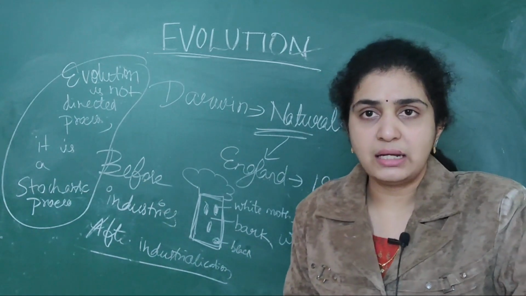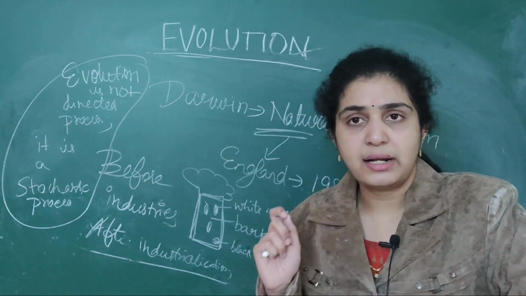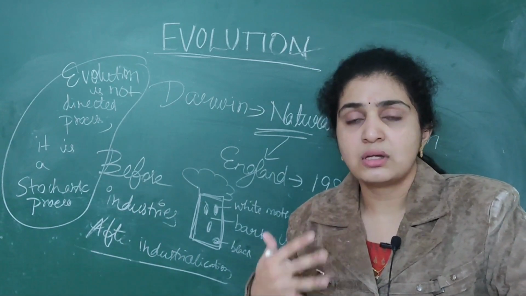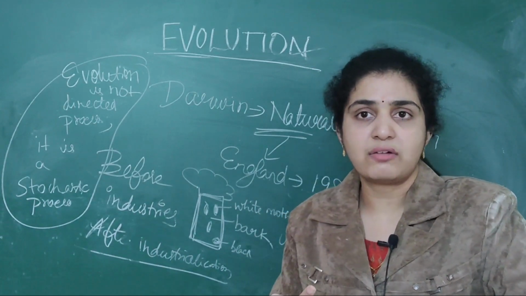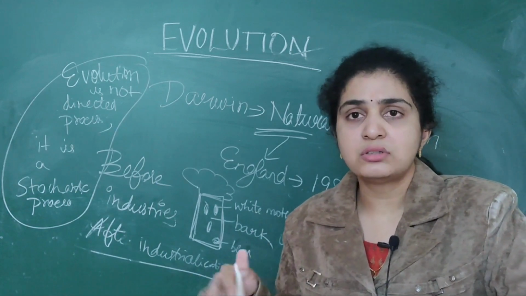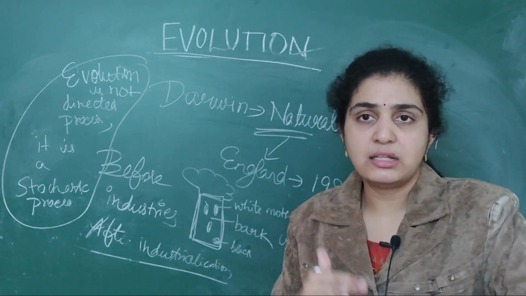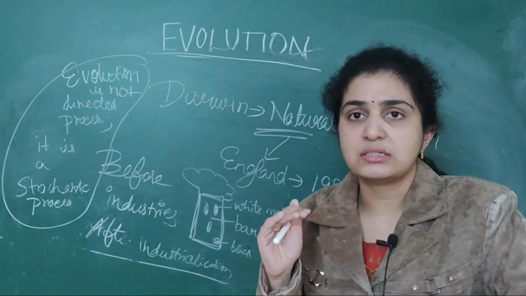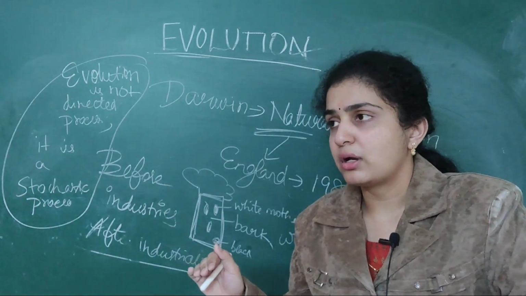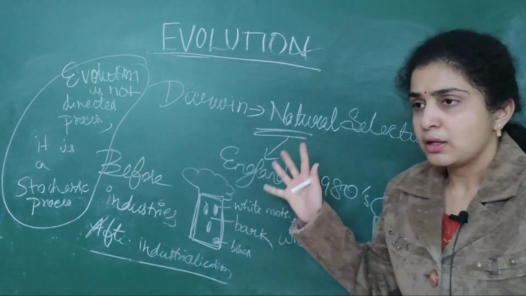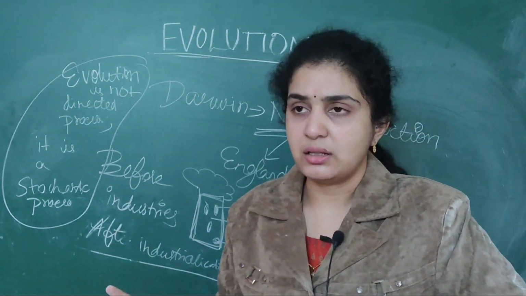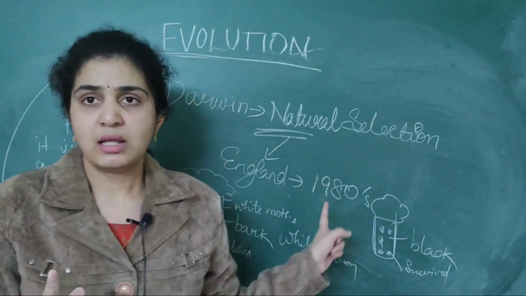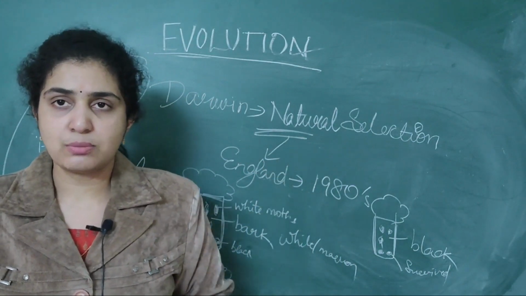Important NEET question, many times it was asked. Is evolution a directed process? No. It is a stochastic process where nature selects whatever it wants. It will eliminate those which are unfit to live in the environment. So evolution is not a directed process, it is a stochastic process. Important NEET question that you should remember. Don't get so confused regarding this. Till now we have done convergent evolution, divergent evolution, then later the natural selection process.